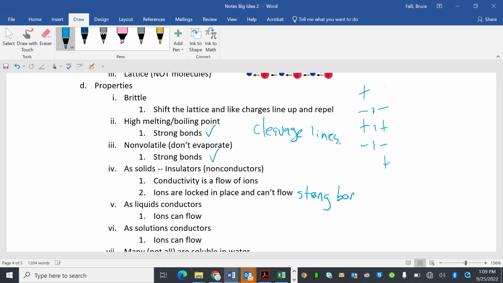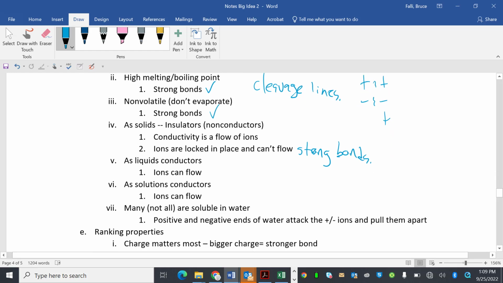So remember how I told you last test was all about size and nuclear attraction? If you're talking about ionic compounds, you're going to talk about strong bonds. As liquids, they're conductors, because as liquids, those ions can now flow, right? And if you get ions that can flow, hey, that's the definition of conductivity. As solutions, they're conductors. Why? The ions can flow. All right.